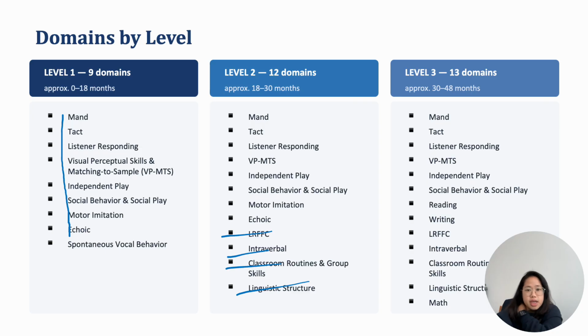And then level 3 keeps the 6 original and drops motor and echoic and adds reading, writing, and math. Notice the pattern of mand, tact, listener responding, VP-MTS, independent play, and social behavior runs through all of these 3 levels. Because those 6, you'll be scoring at literally every administration. So no matter what level the learner lands on, those 6 are always gonna be assessed.